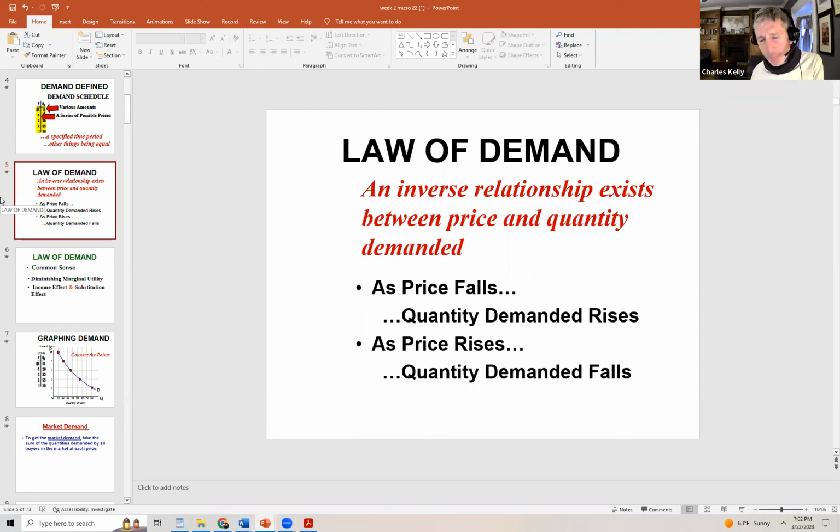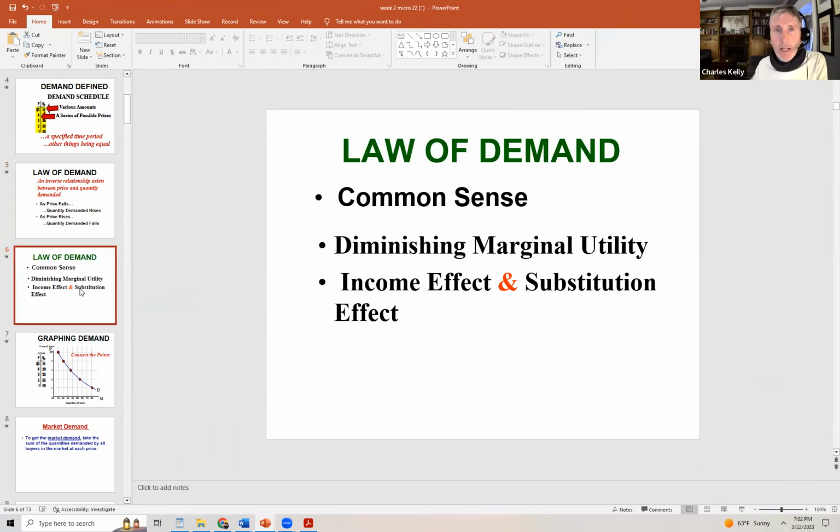And that should sound pretty familiar to you, but there's 4 reasons why there's an inverse relationship between price and quantity demanded. The first is basic common sense. So just think to yourself, when I go shopping, if I was planning on buying something, if the price drops by a decent amount, would I think about buying more of that? Probably yes. And if the price goes up by a significant amount, you're like, will I buy less? Definitely yes. I would say I'm not going to buy as much. The other 3 reasons are a little bit more to do with economics.